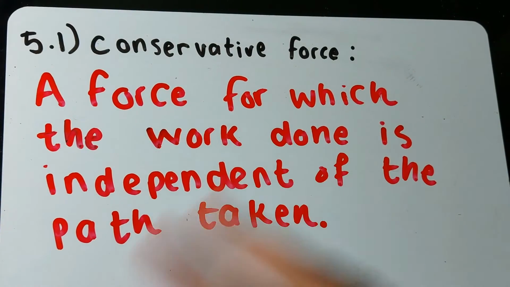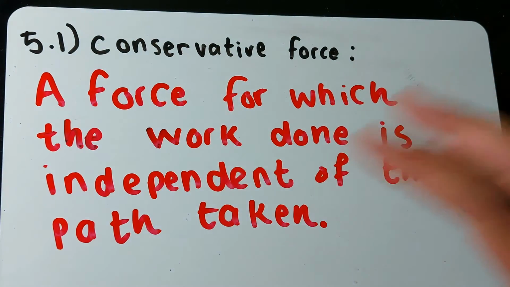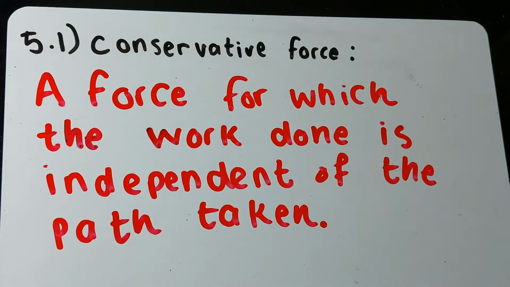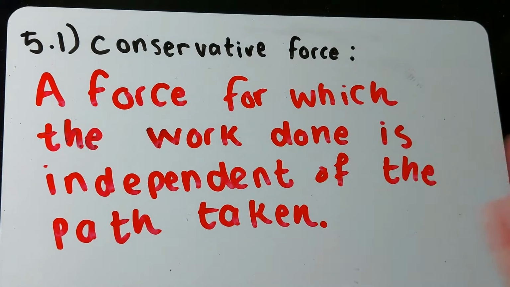So a conservative force is officially defined as the force for which the work done is independent of the path taken. Now this has some very serious implications. This means that no matter where your object is moving towards, the force done there will be the same. It's normally your field forces that are conservative forces, such as the gravitational force. And that's what we're going to be working with today.